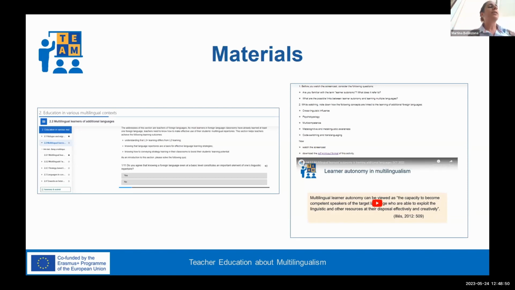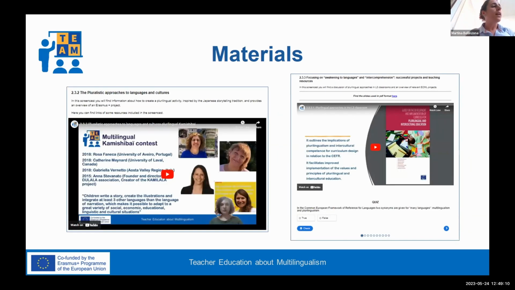For example, subsection 2.2, multilingual learners of additional languages, is set up to encourage a sort of dialogue with teachers, so with quizzes and guiding questions posed at the beginning, before screencasts and interviews. Subsection 2.3, on the other hand, focuses on pluralistic approaches to languages and cultures, proposing an in-depth analysis of two specific approaches, Evlang and intercomprehension, also offering an overview of successful projects and teaching resources.